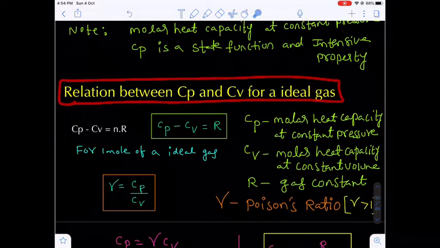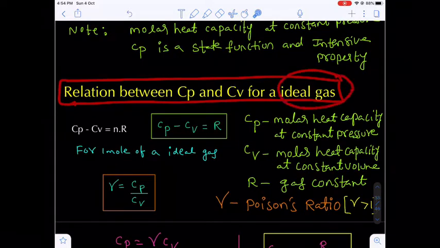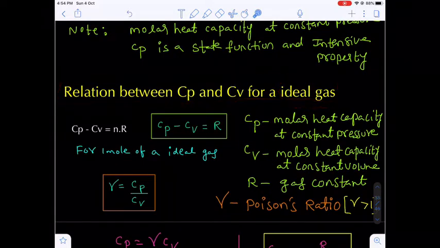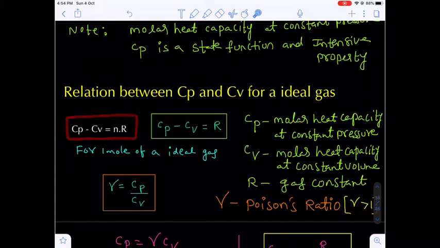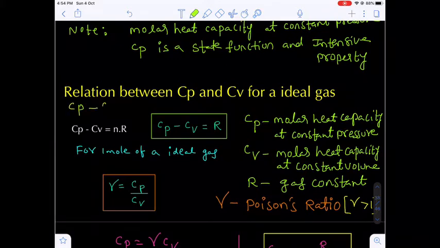The relation between Cp and Cv, for whom? Only for ideal gas. Now the relation between Cp and Cv: Cp minus Cv is equal to nR. What is the Cp? Molar heat capacity at constant pressure. What is the Cv? Molar heat capacity at constant volume.